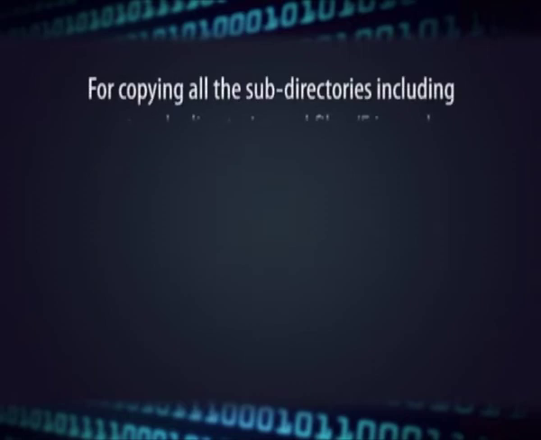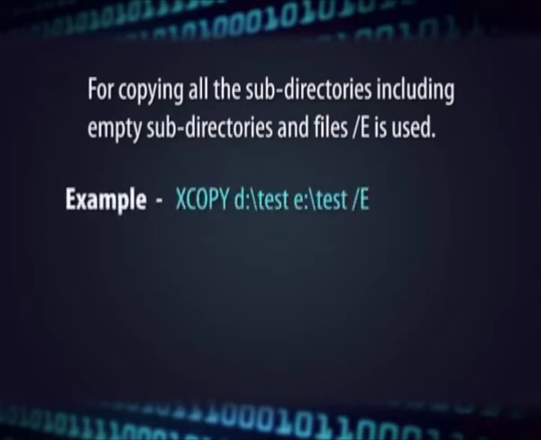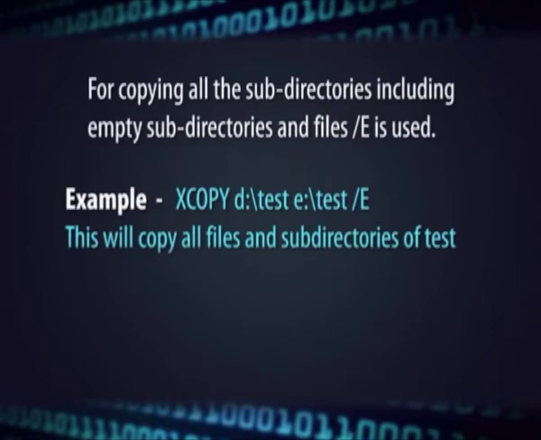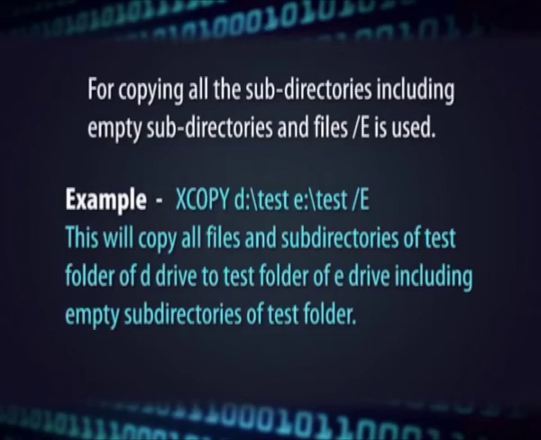For copying all the subdirectories including empty subdirectories and files, /e is used. For example, xcopy d:/test e:/test/e. This will copy all files and subdirectories of the test folder of D drive to the test folder of E drive, including empty subdirectories of the test folder.